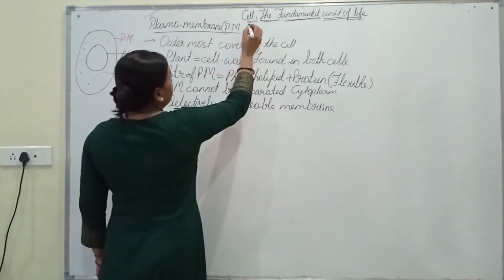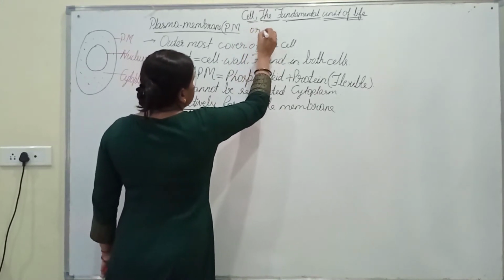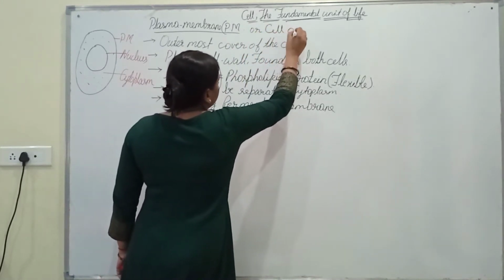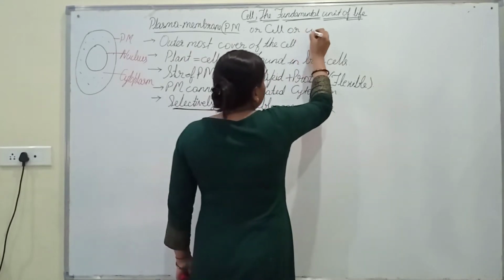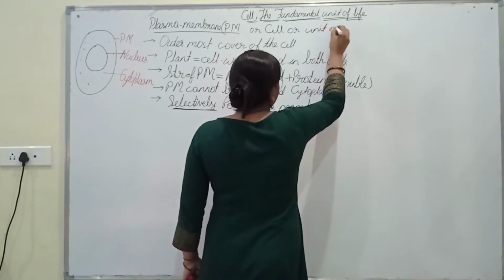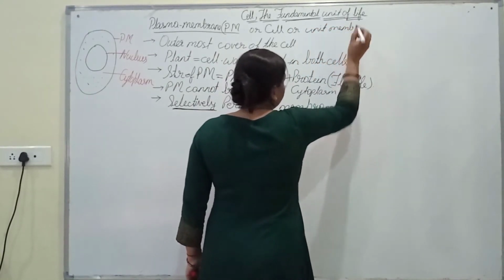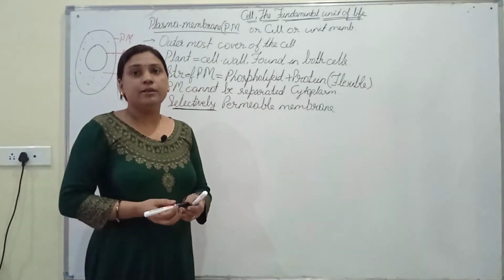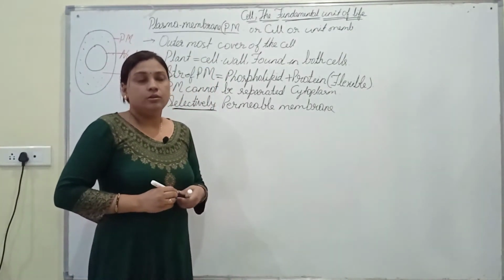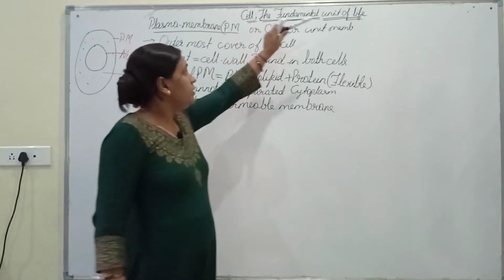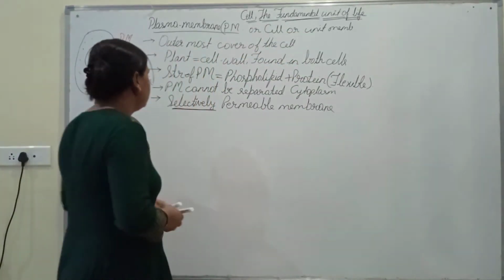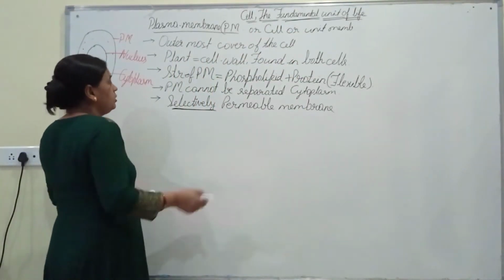Also, this plasma membrane are called cell or unit membrane. Also, plasma membrane are called as cell membrane or unit membranes. So, this is selectively permeable membrane.